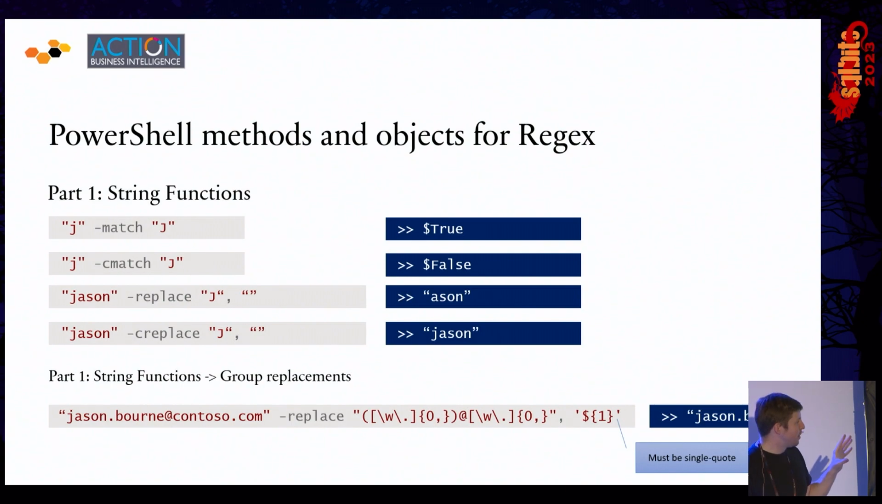The methods and the object for Regex. Match and replace is essentially find and replace. But cReplace and cMatch, they're case sensitive. So the default for PowerShell regex inline is case insensitive. So if you want to do it case sensitive, you need to put C on the start. And if you want to pull out a group from your match in inline, you do $ and then 1, and then 1 being the order of the group. So if you've got more than one group, that's 2, 3 and so on.